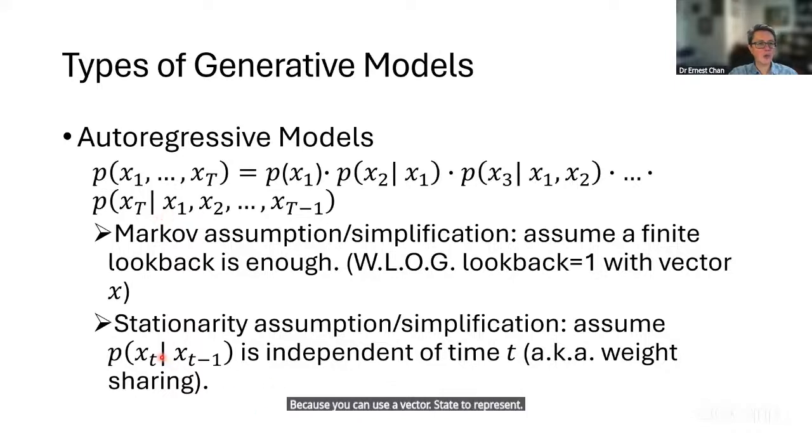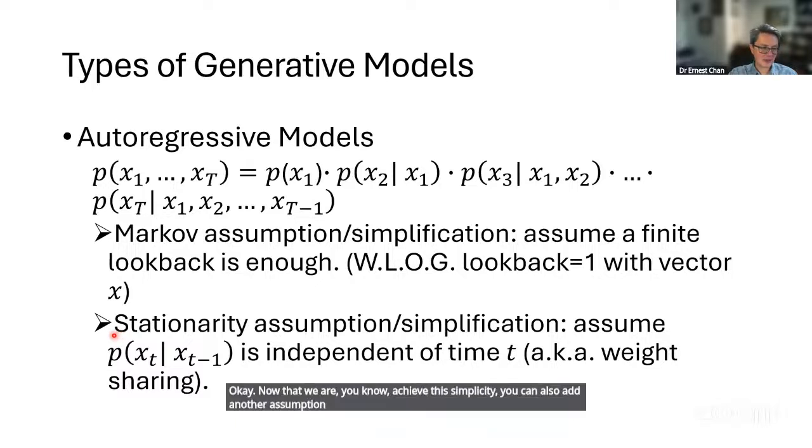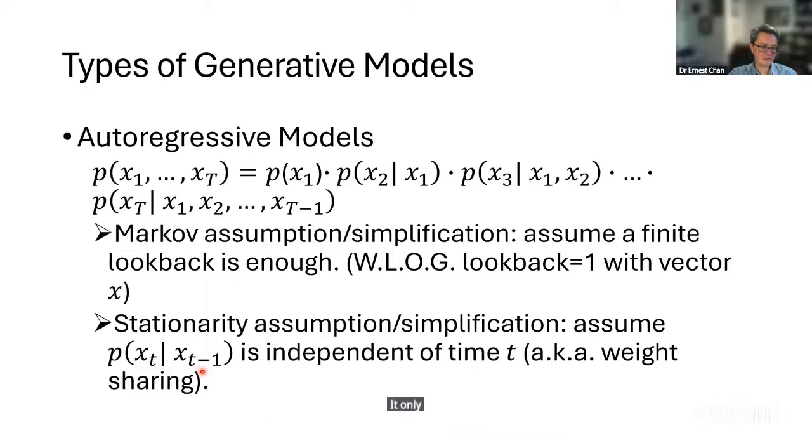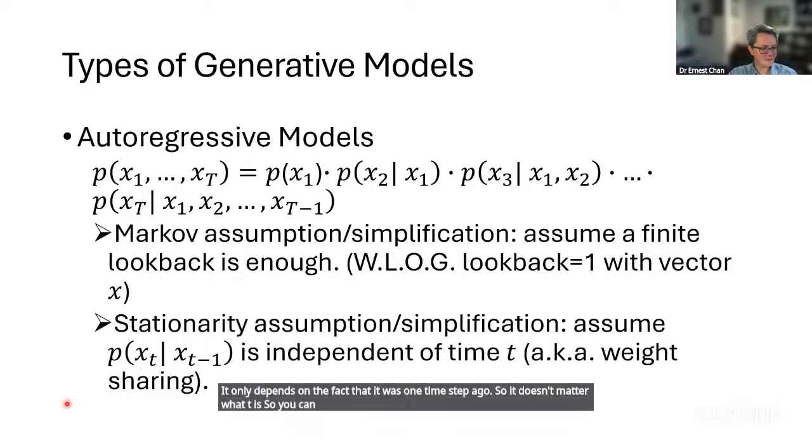Okay, so now that we achieve this simplicity, you can also add another assumption. The other assumption is called stationarity, and that is we should assume that P of t is not depending on t. It only depends on the fact that it was one time step ago. So it doesn't matter what t is. So you can get rid of that index.